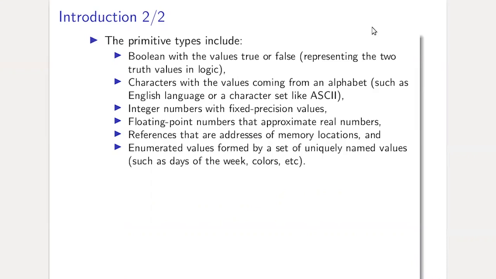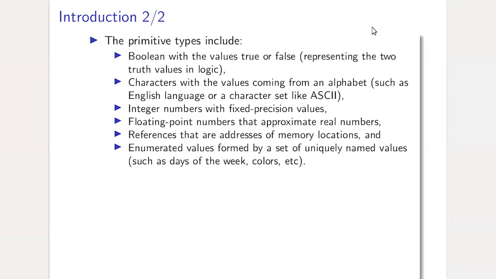In addition to that, specific to computer programming, we have another data type that allows us to refer to memory location. In certain programming languages like C and its variants, we call them pointers. And another type is the enumerated data type. So many programming languages have a mechanism where we can define a data type by enumerating all possible values.